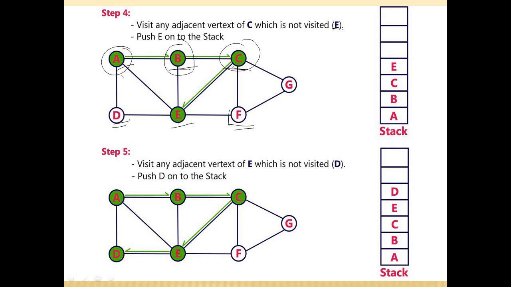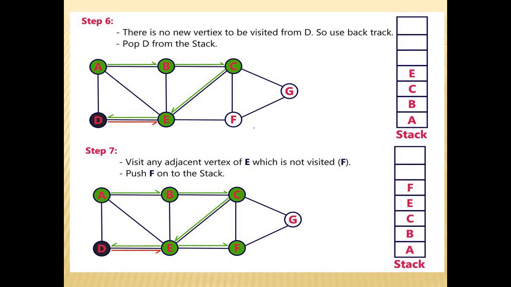Next, we need to find the adjacent vertices to D. The adjacent vertices to D are A, E, but both are visited. So there is no new vertex to visit from D. So use backtracking. We'll come back, meaning we'll reach E. Again, we find the adjacent vertices D, A, B, C, F. All are visited except F. So we choose F and push F into the stack.